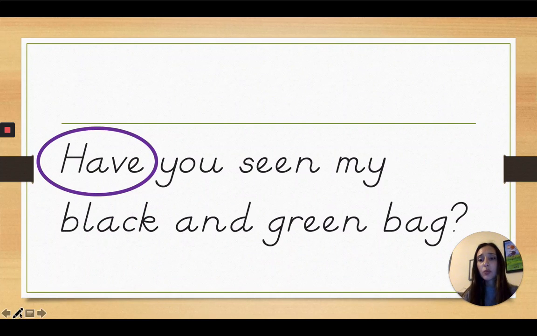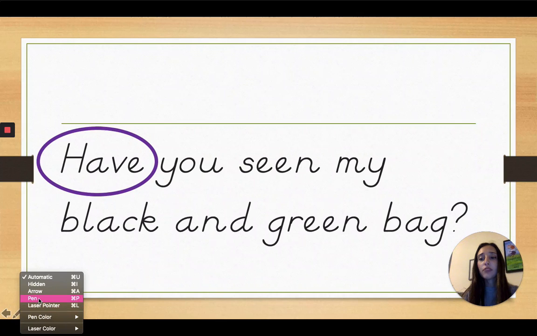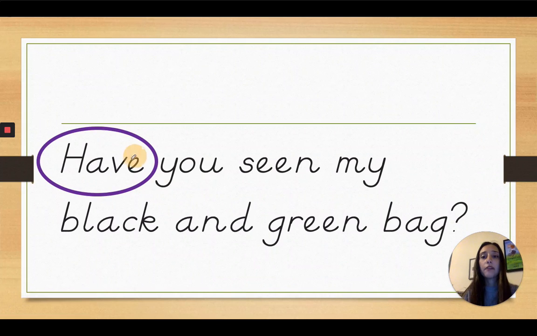And this one is a little bit tricky because I do have that magic E on the end, but this one, it's not really making a long A sound. It's making short A. So that's why this one is a sight word. So we just have to memorize this one.